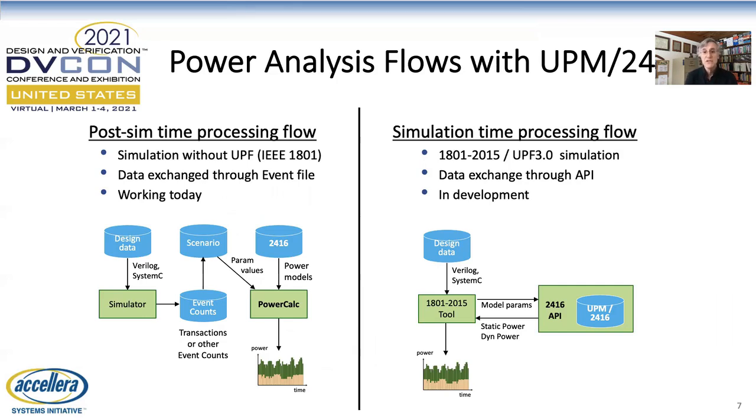2416 models can be used in the same manner, with the big difference being that all bit-level signal transitions are neither needed nor captured. Instead, event counts are captured for specific model parameters, and power is calculated based upon the 2416 model and the captured event counts. The flow on the right, a simulation runtime flow, does not require a separate power tool, but instead requires a UPF 3.0 or 1801-2015 compatible simulator and communicates with 2416 through the 1801-2416 API.